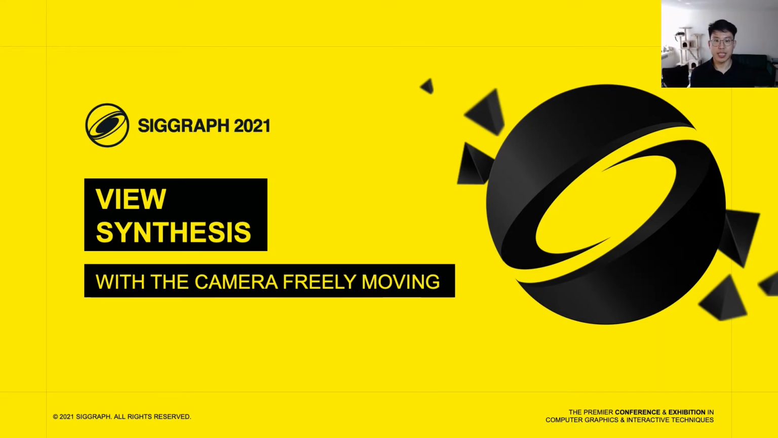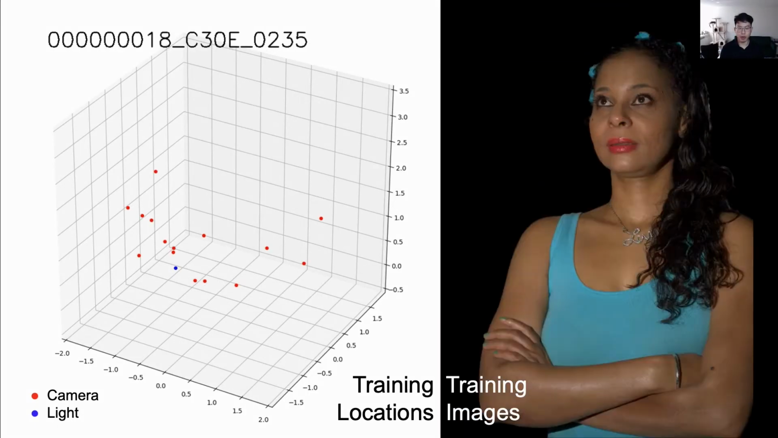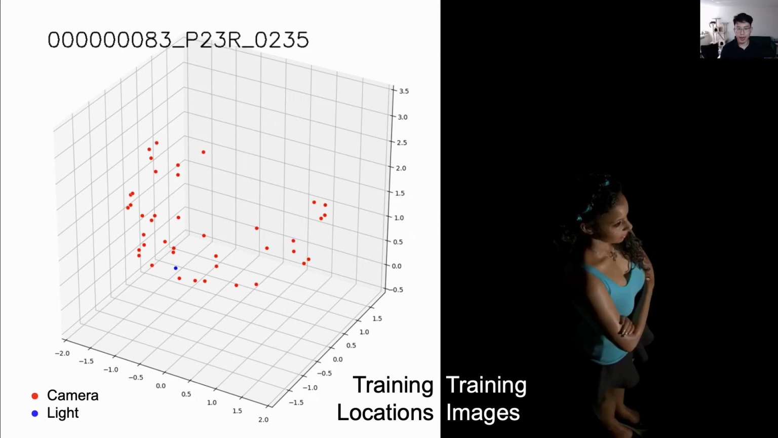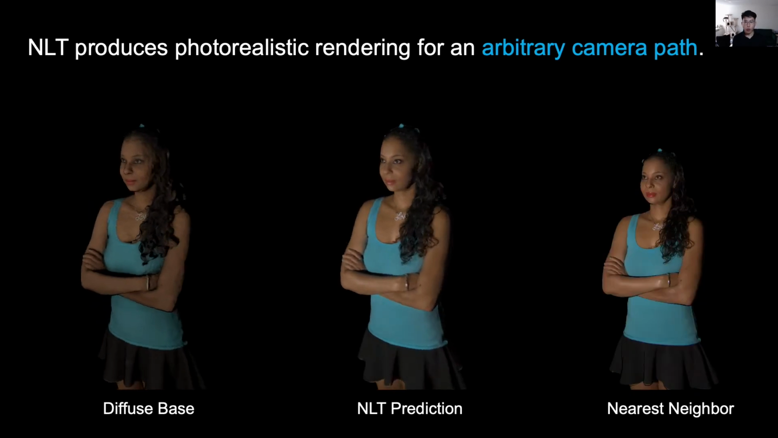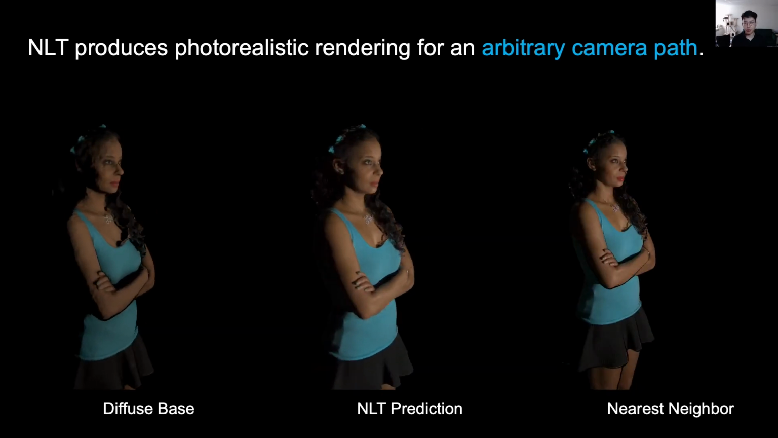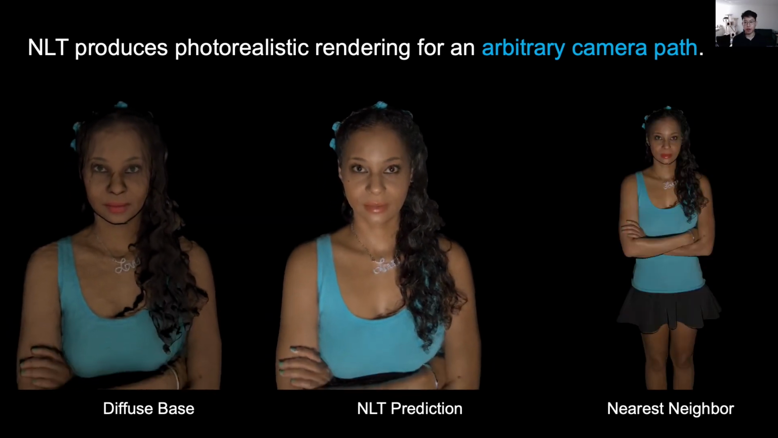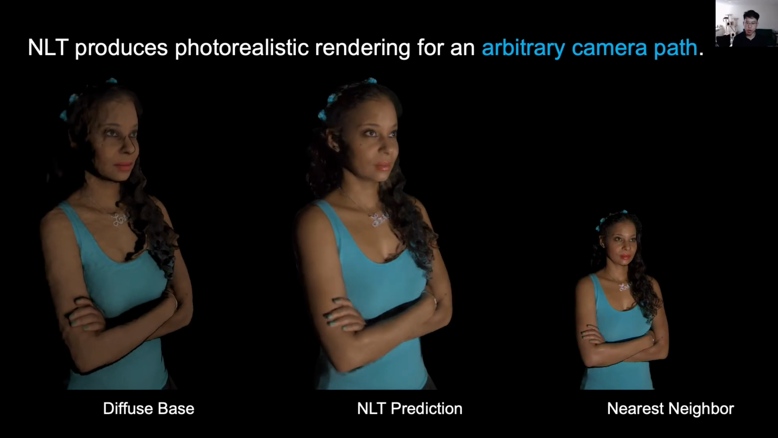We can also synthesize novel views of the scene with view-dependent effects. Here are the camera locations and the corresponding images used for training. Notice that here the lighting doesn't change. Now we are rendering the person with an arbitrary smooth camera path. As seen, it doesn't work to just render the captured geometry using a Lambertian BRDF or just copy from the nearest neighbor.